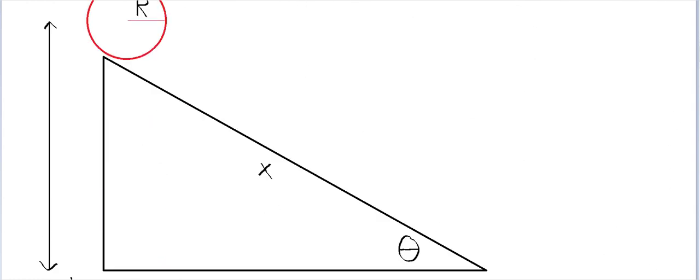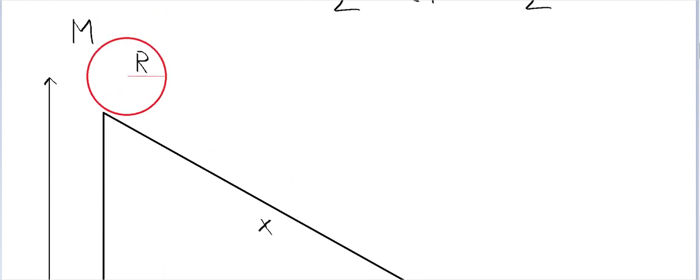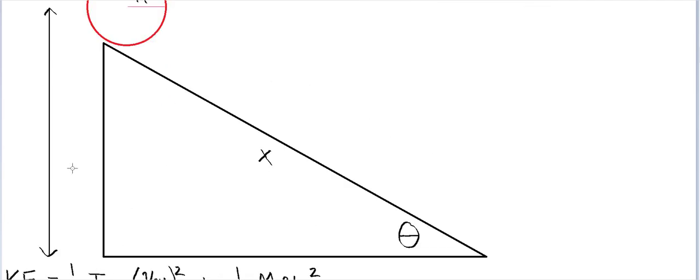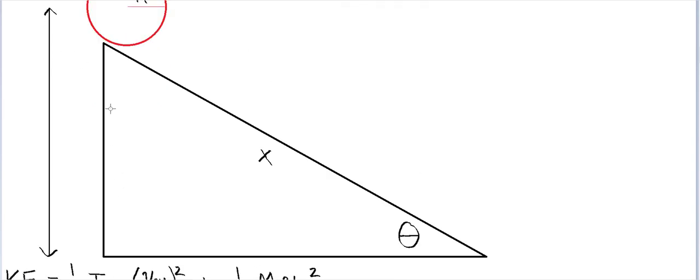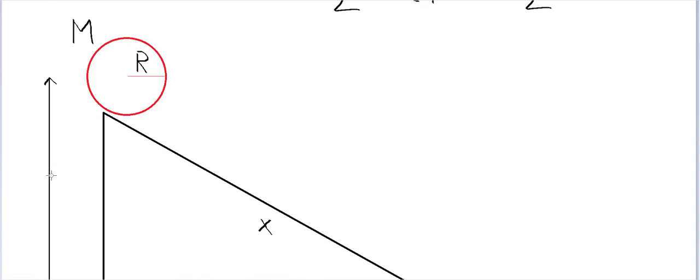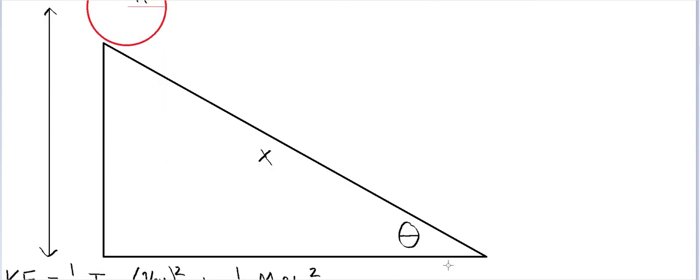So let's look at a cylinder or a sphere, mass m, radius r. It's originally at some center of mass height h above the floor. There's some ramp path x, and the ramp is tilted some angle theta.